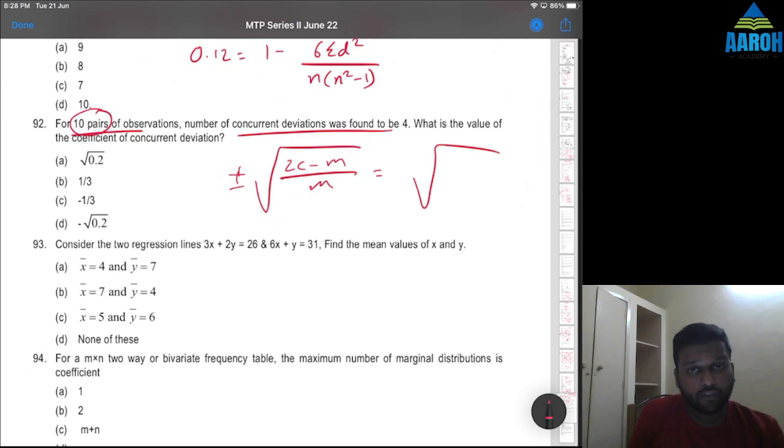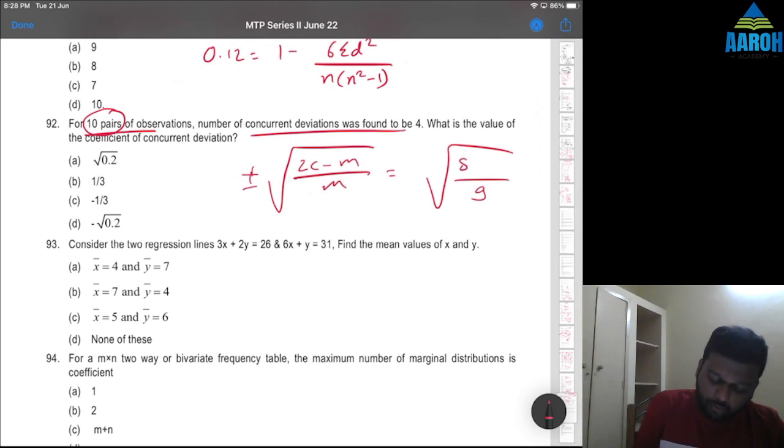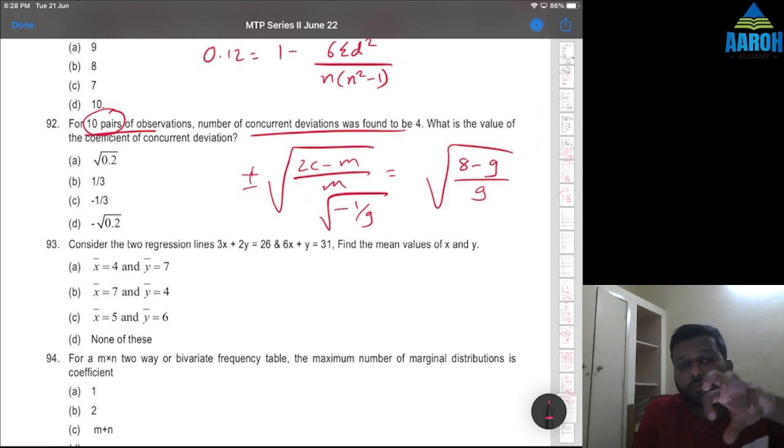understand, if there are 10 pairs of observations, that means there are only 9 deviations, because we find deviations from previous value. So for first pair of observations, there is no deviation. Okay. 2c is going to be what? 8. 8 minus 9 upon 9, that is the answer. So minus 1 by 9 square root. Now why is that plus minus?